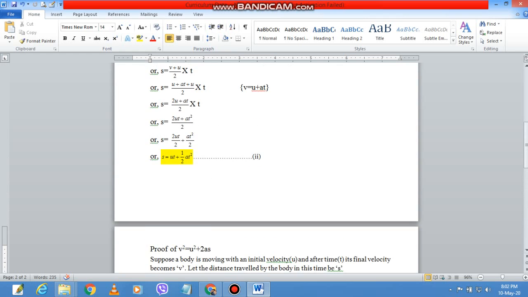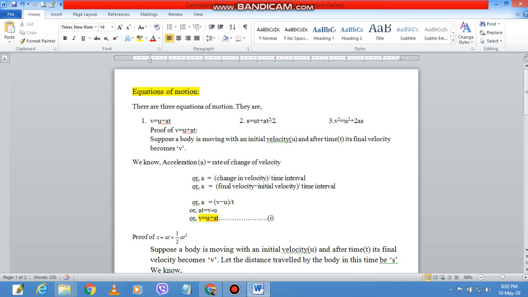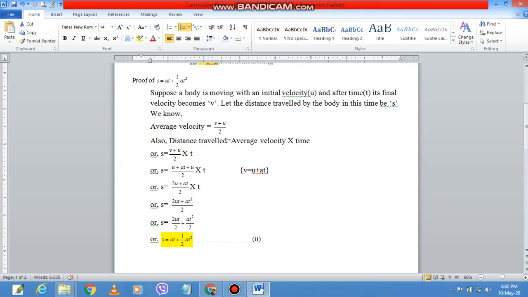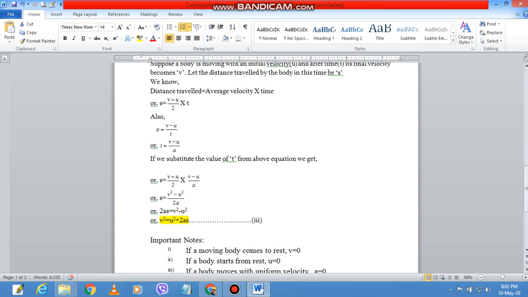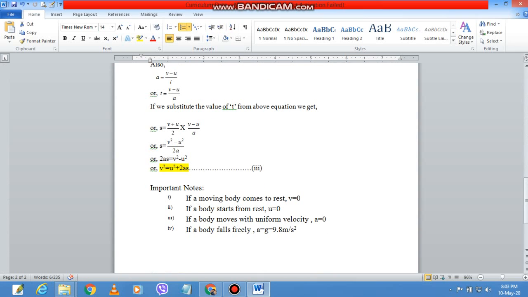Let's recap again. There are three equations of motion. The first one is v equals u plus at. Second one is s equals ut plus half at square, and the third one is v square equals u square plus 2as. This is the proof of all these three equations of motion, and some important notes while solving the numericals. Next class we will come up with solving numerical problems related to these equations of motion.